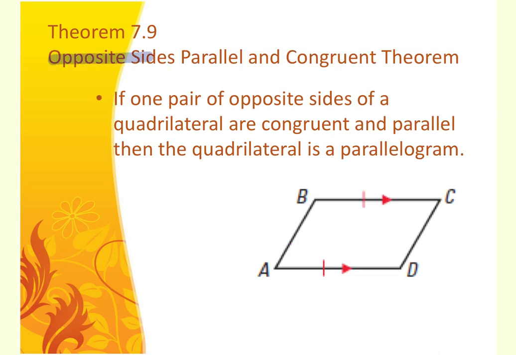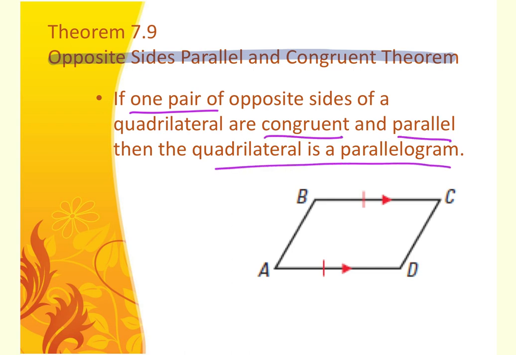Next up, opposite sides parallel and congruent theorem. So this one's a little different because we didn't have this individually before. You only need one pair, but if one pair of opposite sides are both congruent and parallel, then the quadrilateral is a parallelogram. So in this diagram, we only have one pair marked up, but it is both parallel and congruent. That's enough information to prove this is a parallelogram.